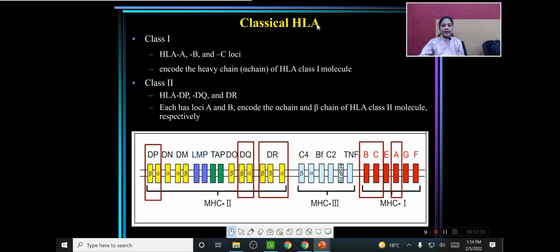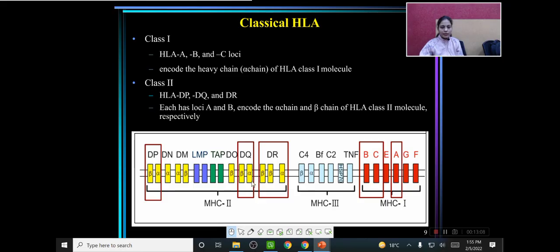So classical HLA. In classical HLA, class first: HLA A, B and C encode the heavy chain of the HLA class first molecule. A, B, C represent the alpha chain, that is the heavy chain of the class first molecule. And this is the class second molecule, that is HLA DP, DQ and DR. Each has A and B regions.